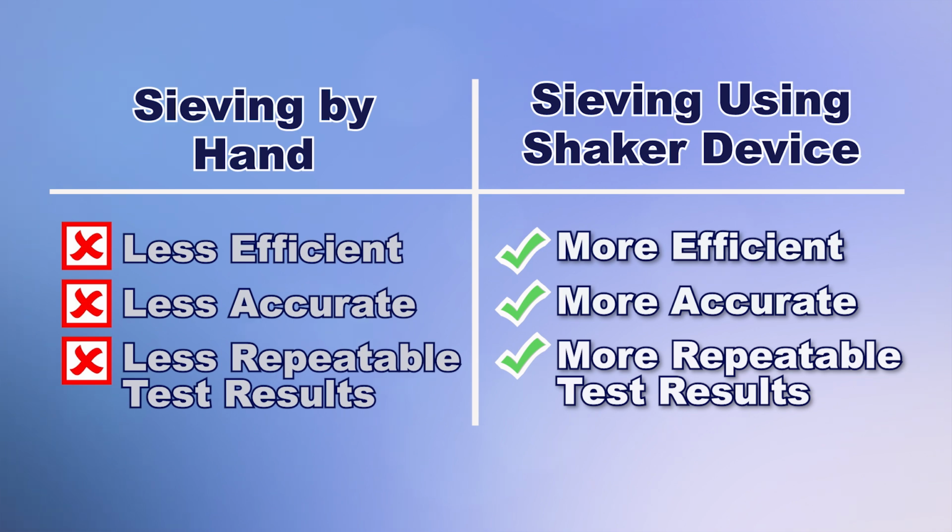So, as we can see, using a Gilson sieve shaker is the only choice where a high degree of efficiency, accuracy, and repeatability are essential.